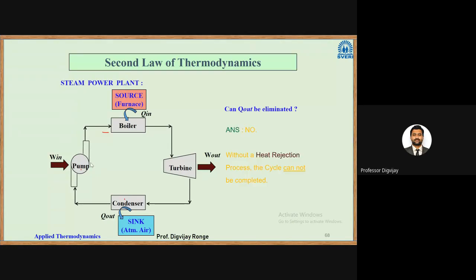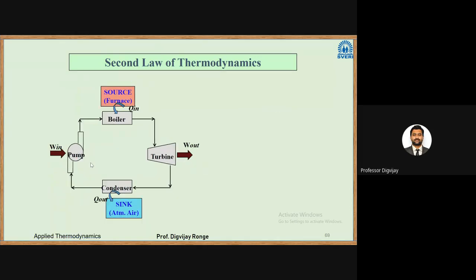So can the condenser be eliminated? Answer: no. There has to be some heat released to the sink. Without a heat rejection process, the cycle cannot be completed. Net work output is work out minus work in. So turbine work is the positive work, pump work is the negative work.